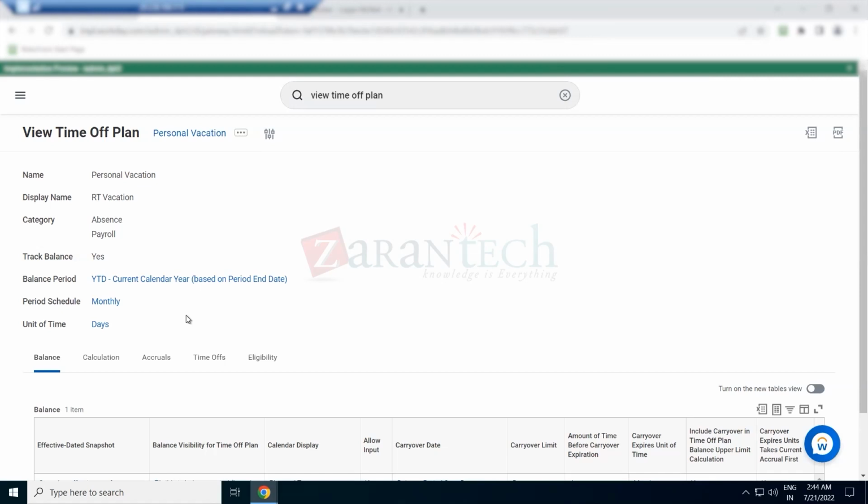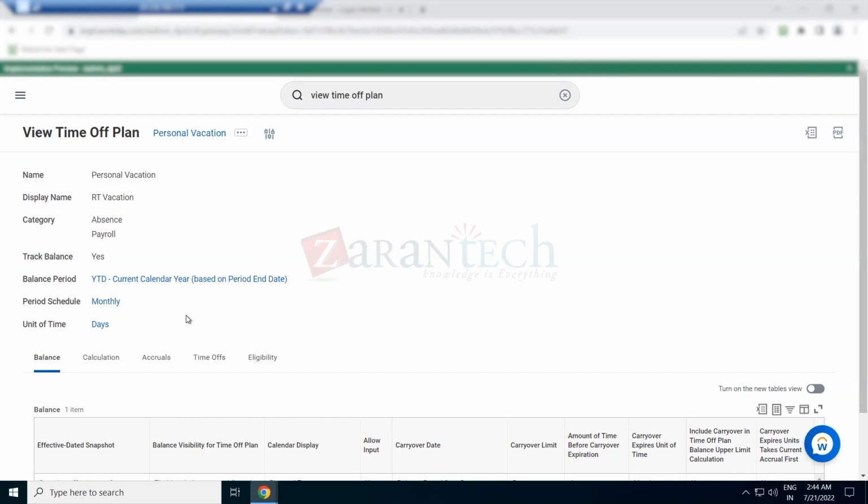Apologies. You have to inactivate the time off plan. You cannot inactivate the period schedule once it is used. So the first pillar is your balance period. Second is your period schedule.